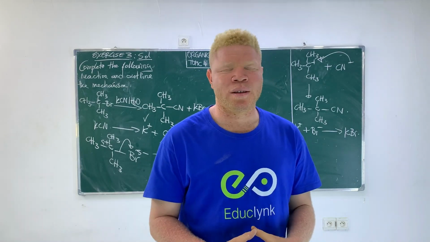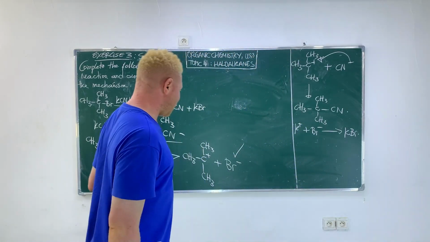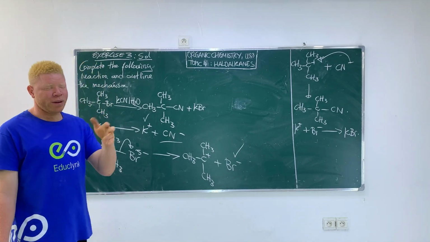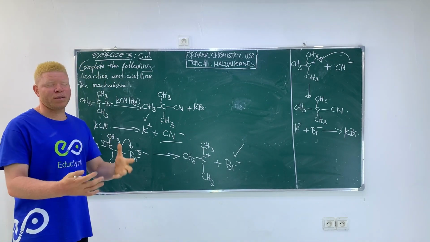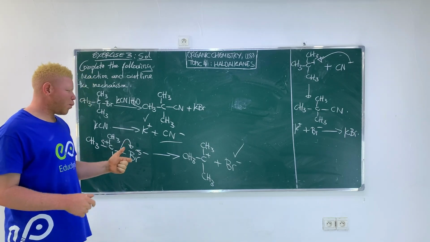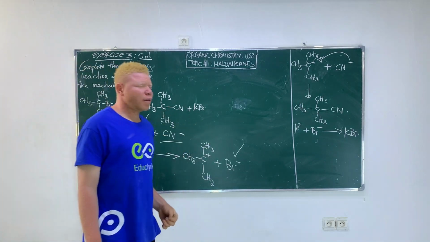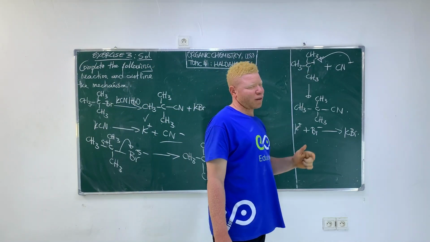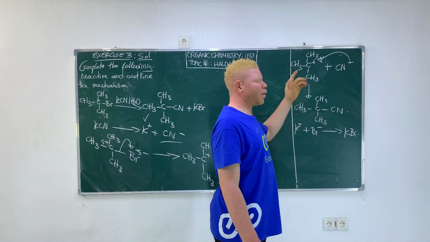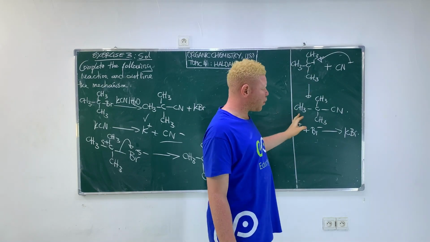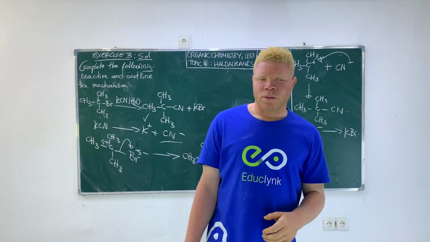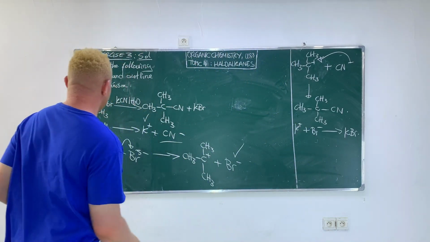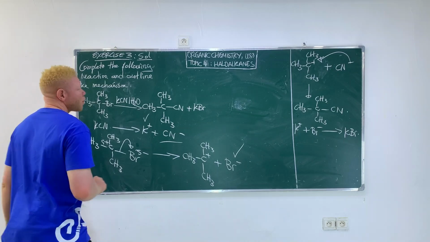The mechanism is a nucleophilic substitution reaction. Why nucleophilic substitution? The nucleophile is CN minus. At that time, the nucleophile will attack the carbocation. So this is the carbocation. The nucleophile attacks the carbocation. At the end of the day, we have this final compound. So let me label these steps so I should not confuse you. So here's step 1, here's step 2.